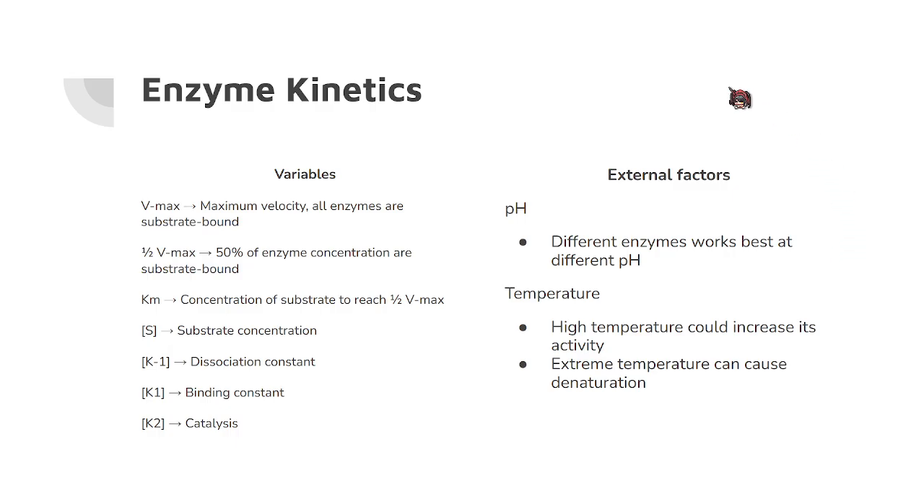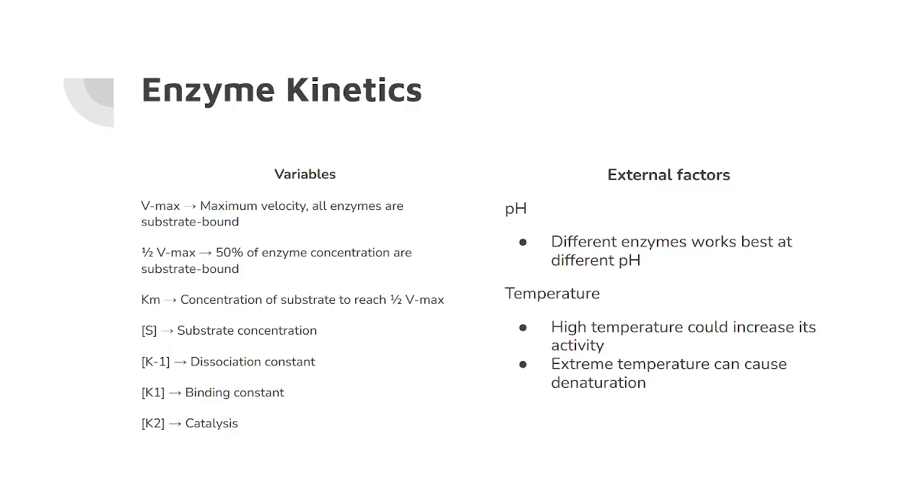So within enzyme kinetics, now that we have gone over the enzyme substrate complexes, I want to touch base on different variables we use to measure the kinetics of these enzymes. The first variable that we're going to discuss is Vmax, which is the maximum velocity where all enzymes in a solution are substrate bound. Half of Vmax is a point where 50% of your enzyme concentration are substrate bound.